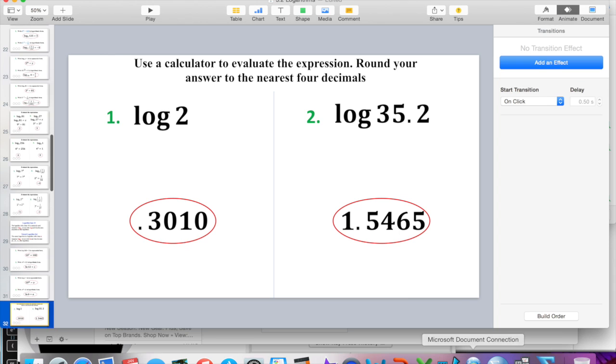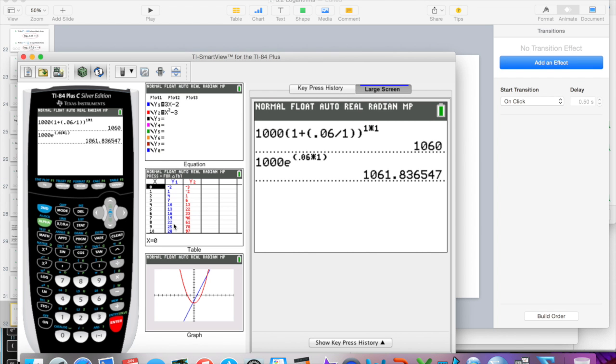So I'm going to escape out of here. Let me bring up my calculator here. This one was a log 2, so we're going to go right over here. Right here is our log button. All I have to do is hit this, and this is on the TI-84. We'll do the Inspire in just a second. Log, and then we just write 2, and we hit enter. And there we go.